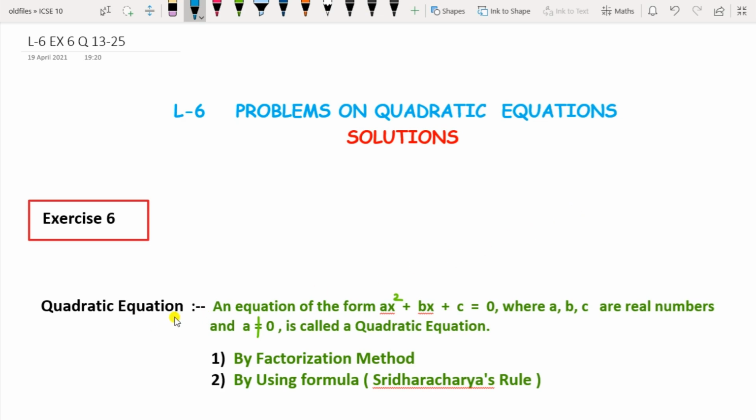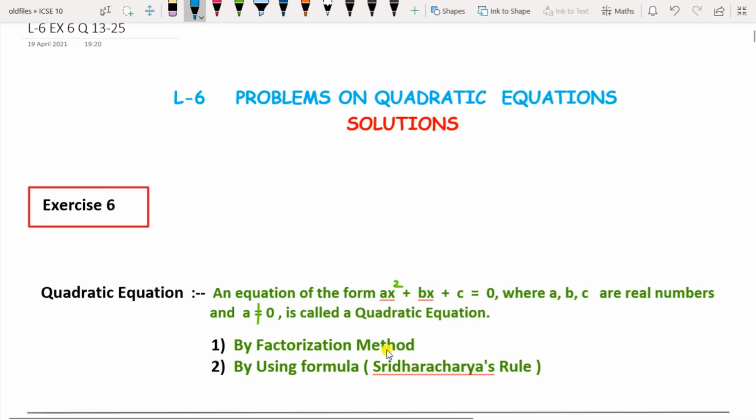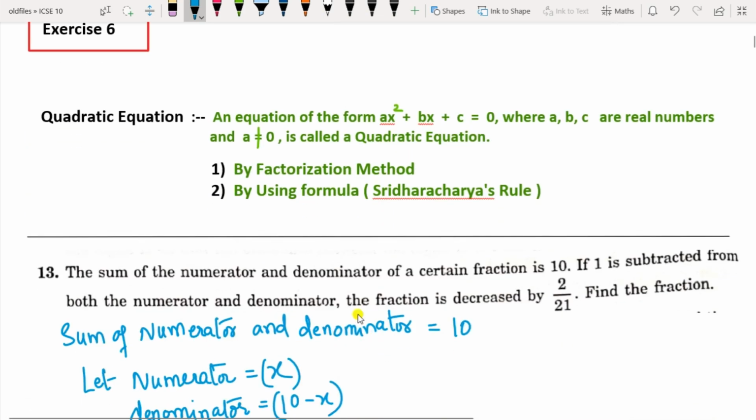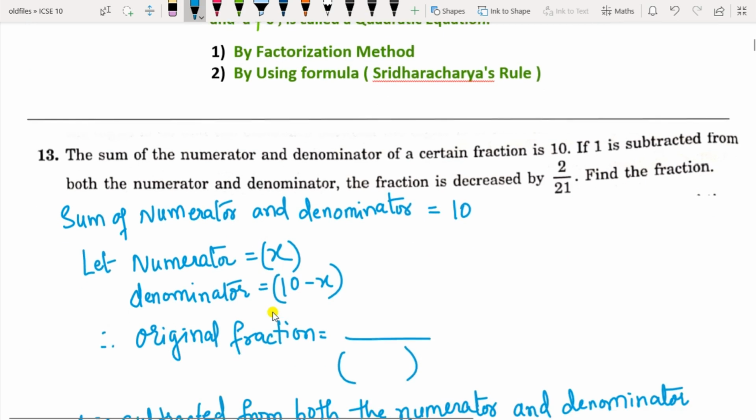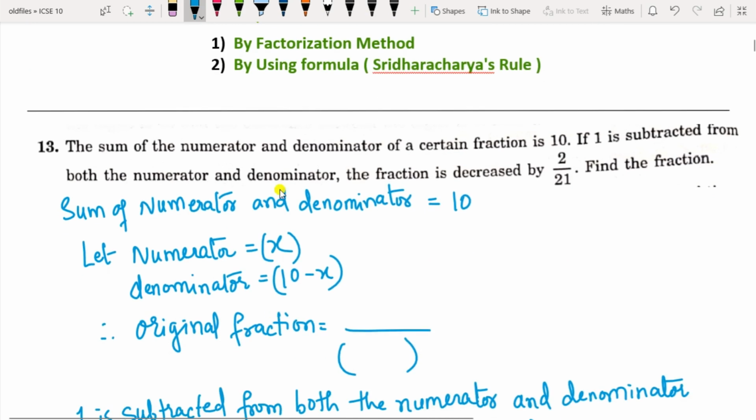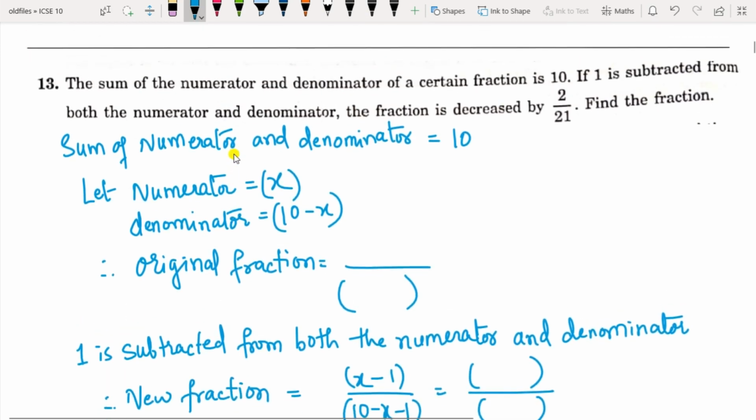So quadratic equation means an equation of the form ax square plus bx plus c equal to 0, where a, b, c are real numbers and a is not equal to 0. We have solved quadratic equations by two methods, by factorization method and by using formula. For the word problems, we need to solve the sums by using factorization method. So let us start from question 13 in this video.